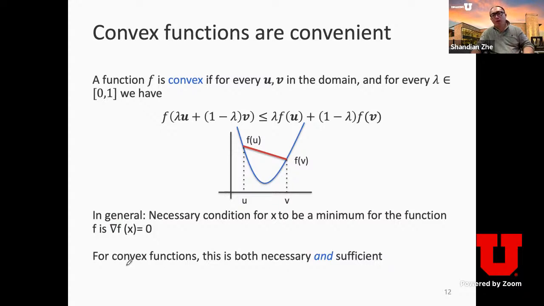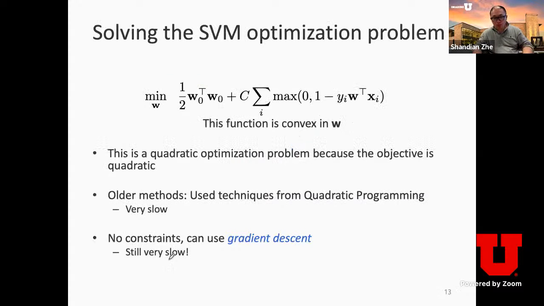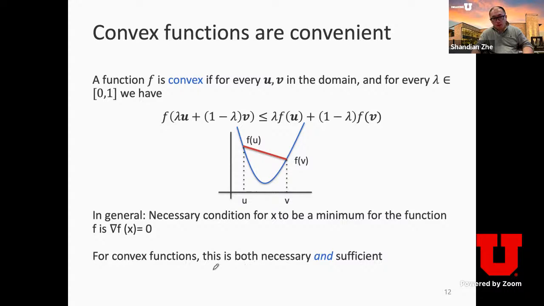But a very good property of a convex function is that this is both a necessary and a sufficient condition. It doesn't contain any saddle point, meaning that if you have a minimum, then you must have the gradient be 0, and vice versa. If you have the gradient be 0, it must be a local minimum. So this is a necessary and sufficient condition.